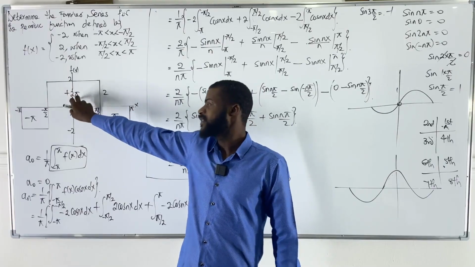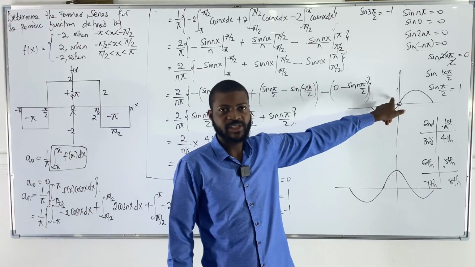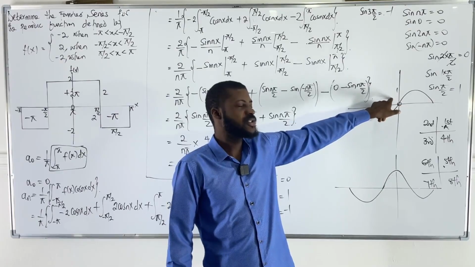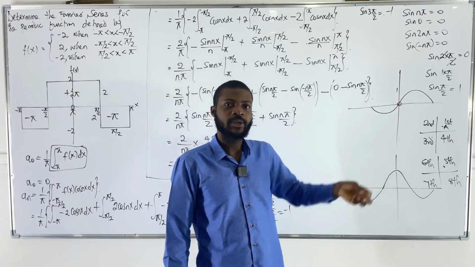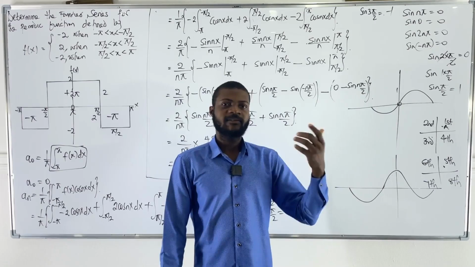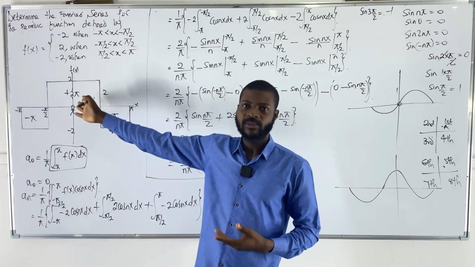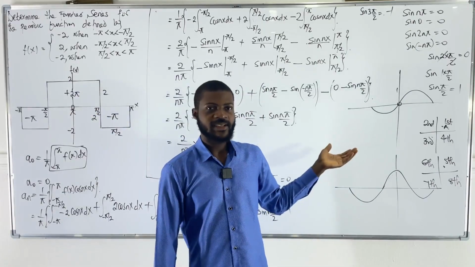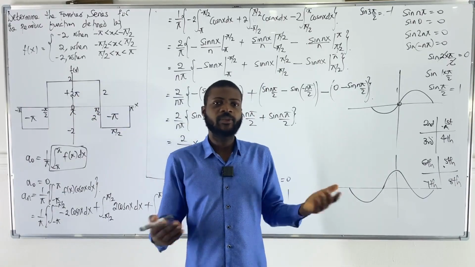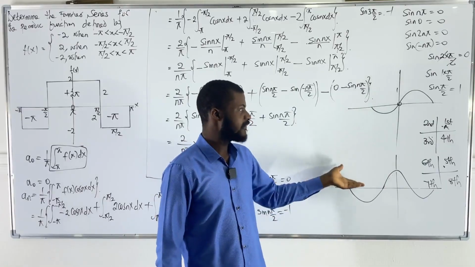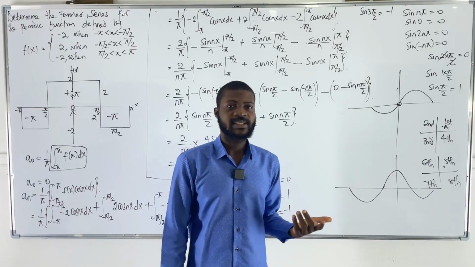In no way does this resemble the sine function. Because it does not, there's no need for me to find b sub n, because b sub n is finding the sine component in a particular function, and there's no resemblance between this and sine. So there's no need to find it, because it will be 0. If you wish, at your own will, you can find b sub n, and you will see that your answer is 0.